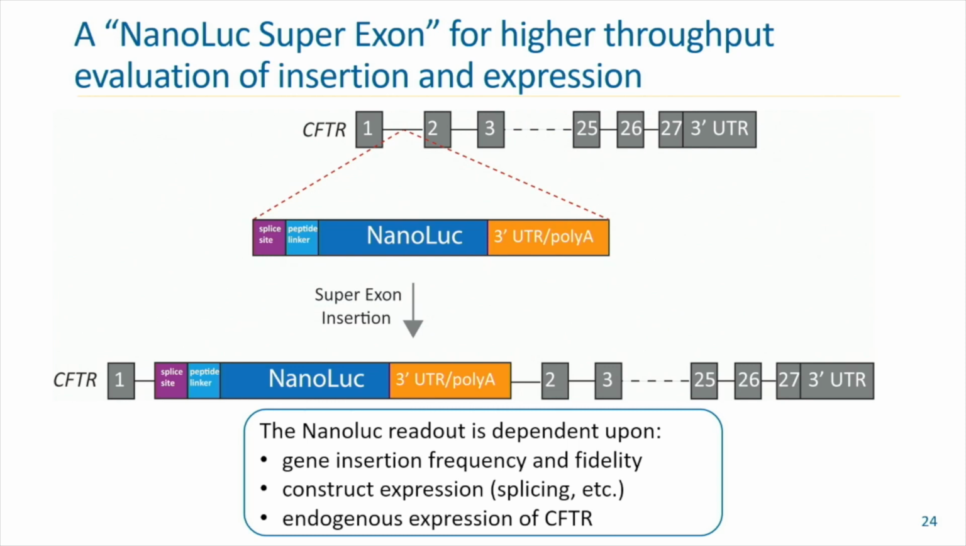So instead of the CFTR coding sequence, we now have the NanoLuc coding sequence and a peptide linker. And when this is inserted into CFTR intron 1, you get a funny little fusion protein that's CFTR exon 1, a peptide linker, and NanoLuc, but the NanoLuc is functional. Now, the NanoLuc readout is dependent upon a couple of things. It's dependent upon gene insertion frequency and fidelity, construct expression, so splicing and other factors. And because this is being driven off of the endogenous CFTR promoter, endogenous expression of CFTR.